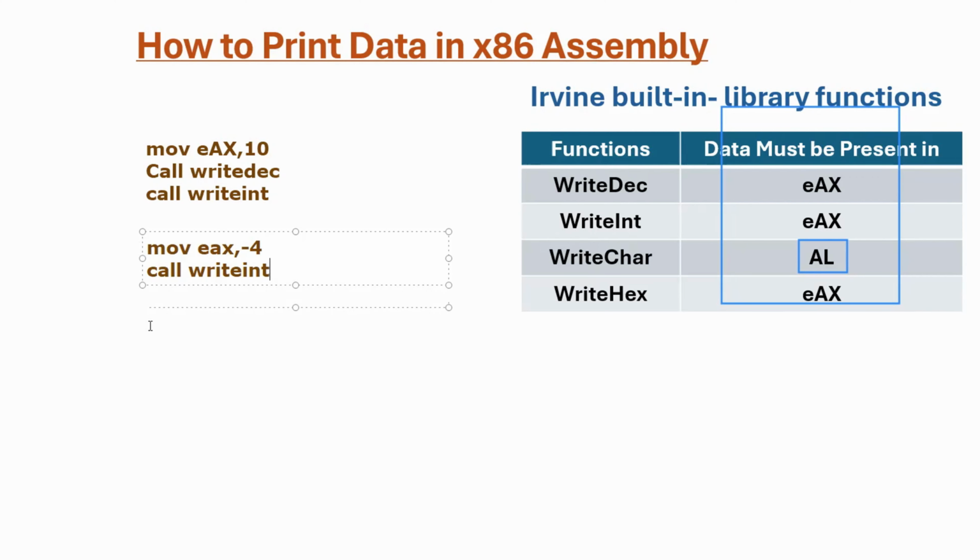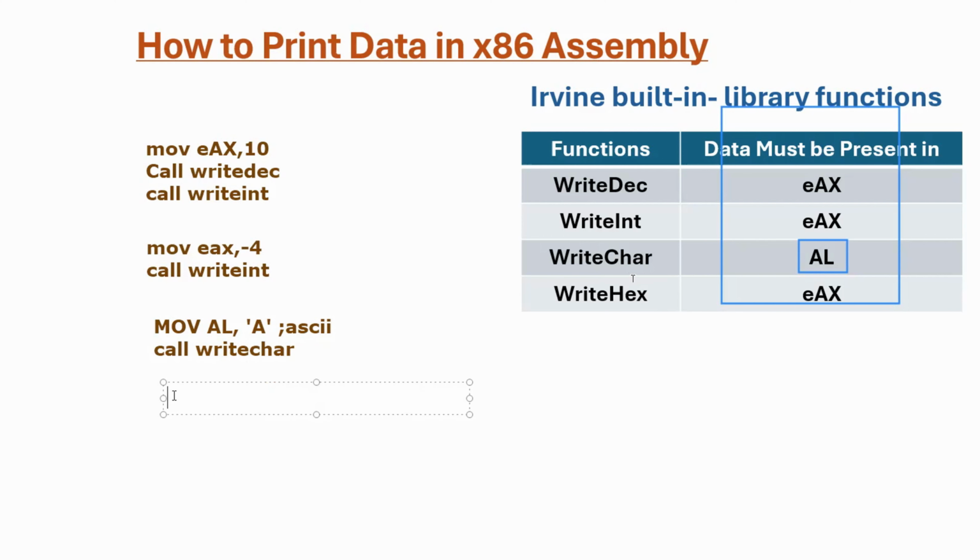Similarly, if I want to print some character or ASCII value, I will be using write character. So move AL comma, let's say ASCII of A, and the single quote indicates they are in ASCII. I want to print A, so I will simply write call write character, which will print the value of AL onto the screen. And similarly, you can use hexadecimal.